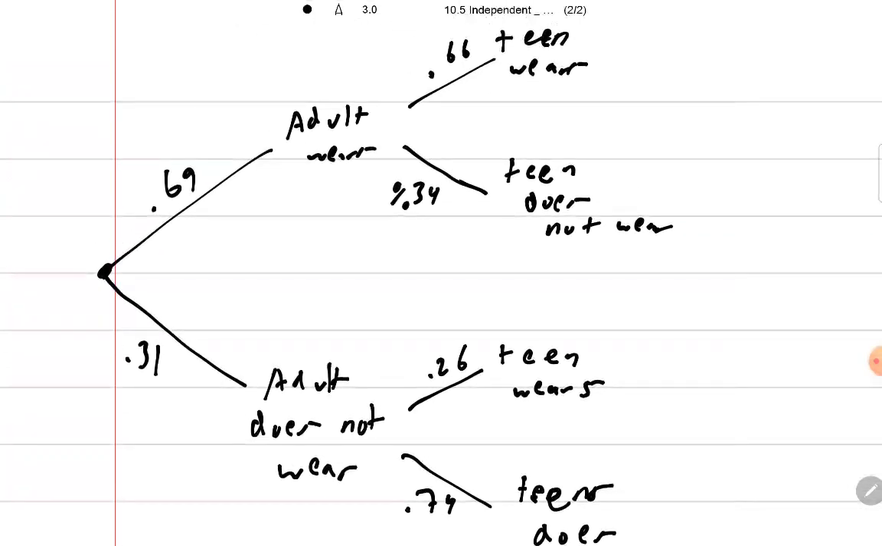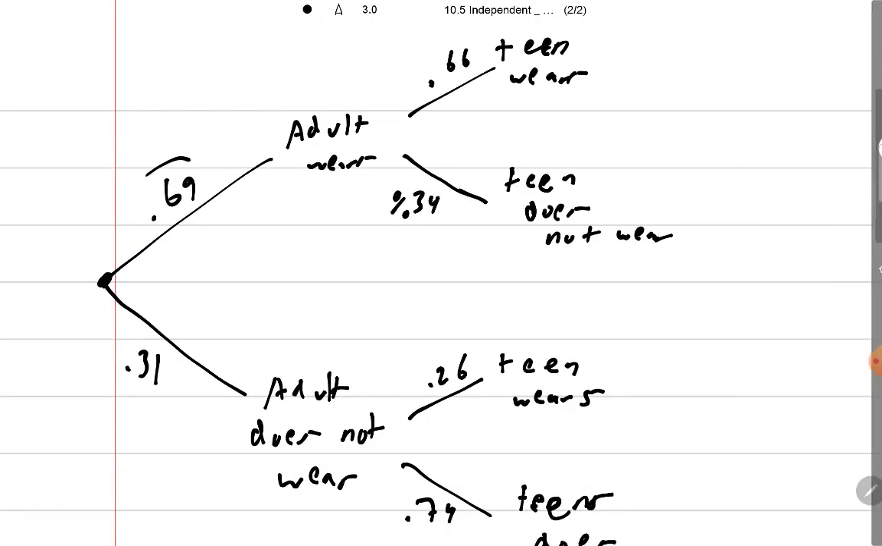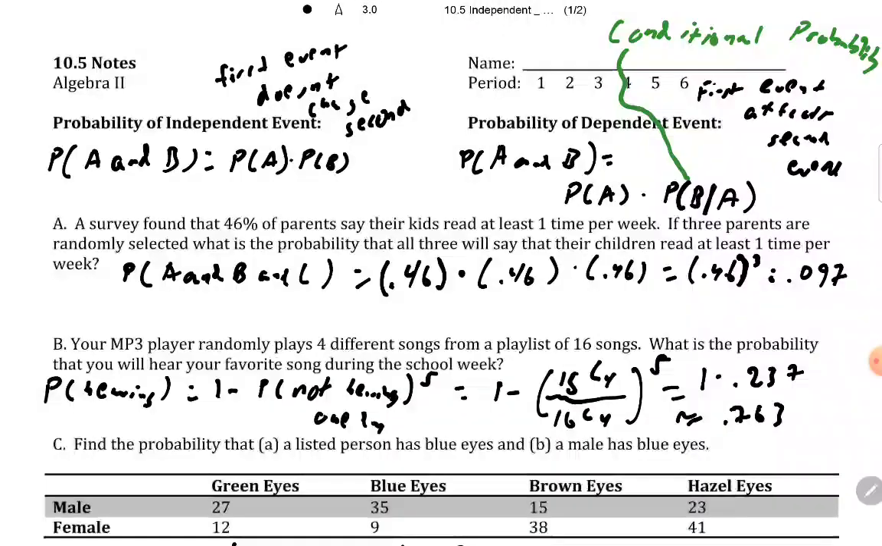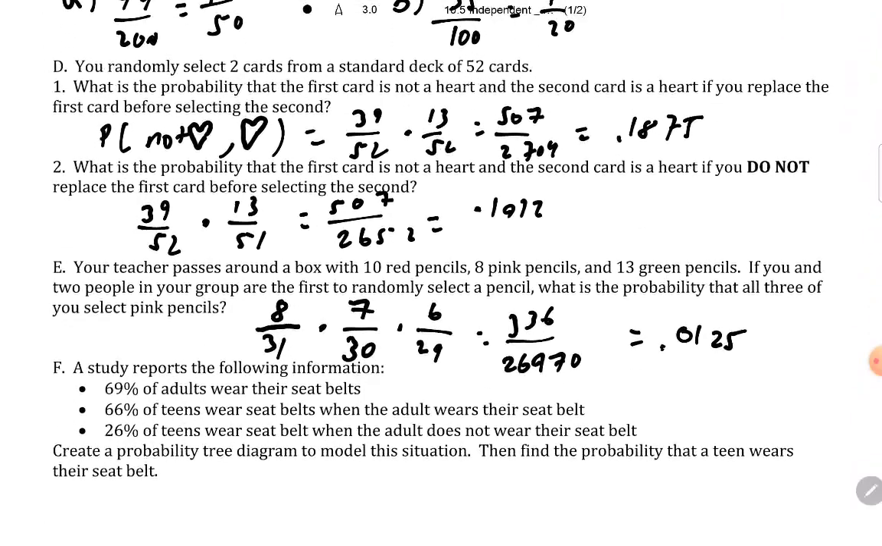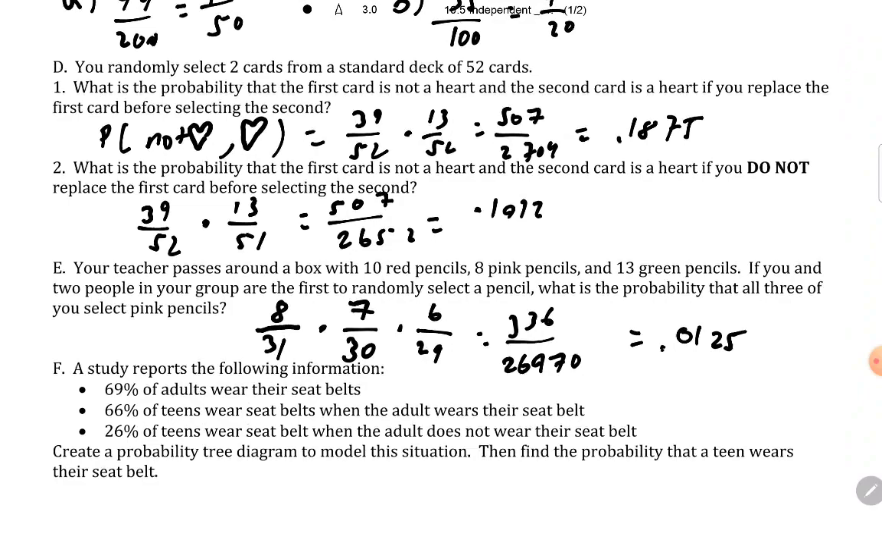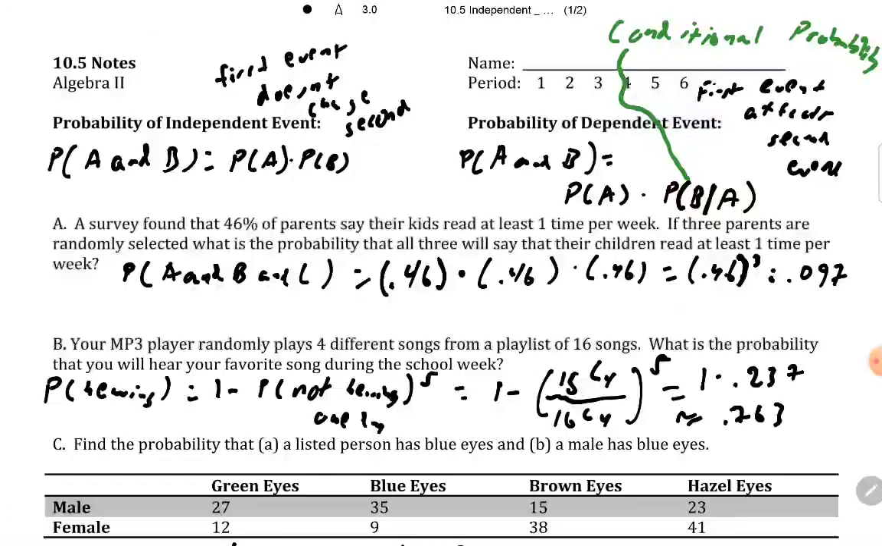Okay, just to review. They gave us some information. They told us that 69% of adults wear seat belts. So I calculated that 100% minus 69 is 31%. So there's 31% of adults that do not wear. The other information they gave is if adults wear the seatbelt, then 66% of the teens wear seatbelts. And if the adults do not wear, then 26% of teens still wear the seatbelt. Okay, now we want to find the probability that a teen wears their seatbelt.